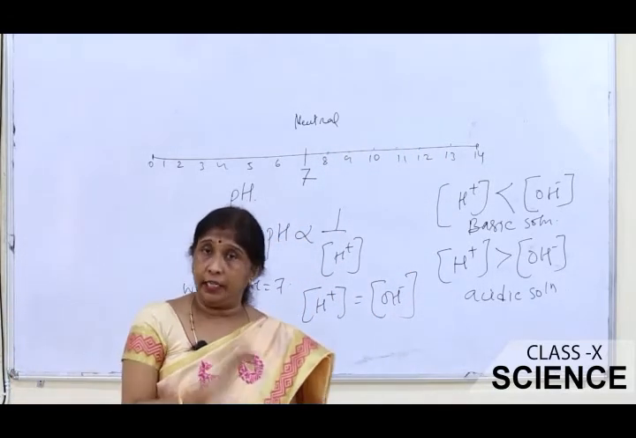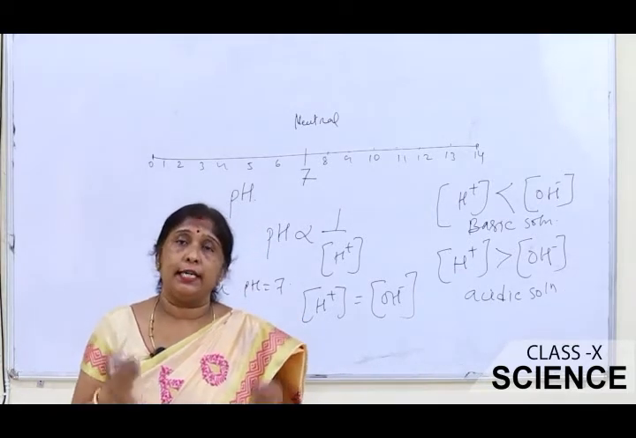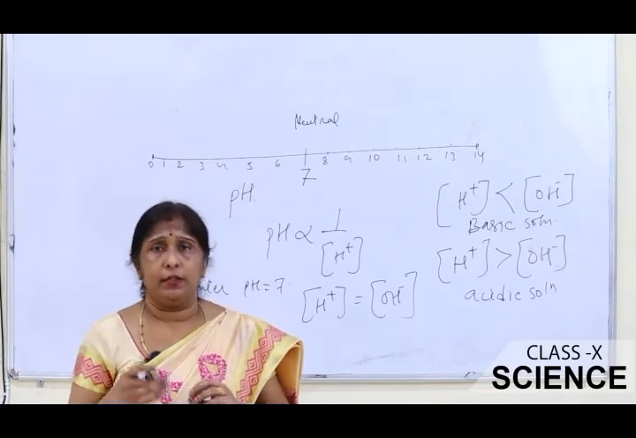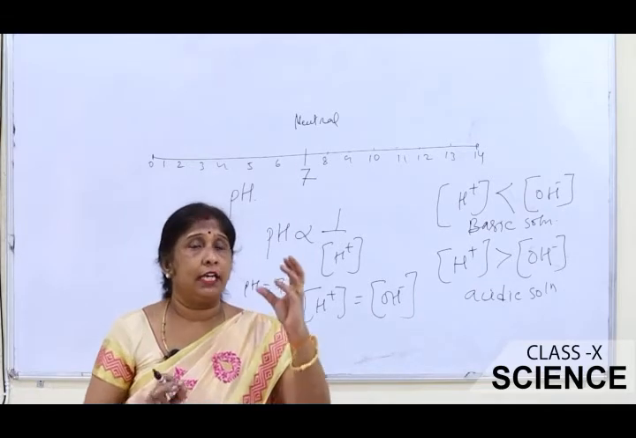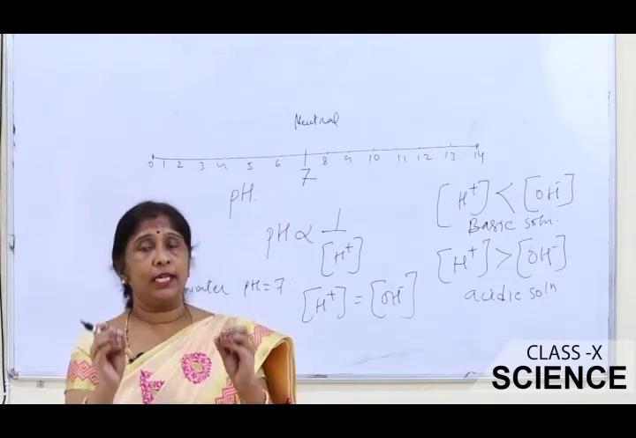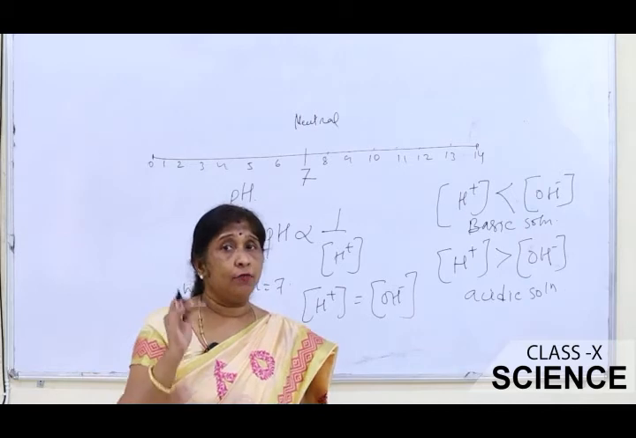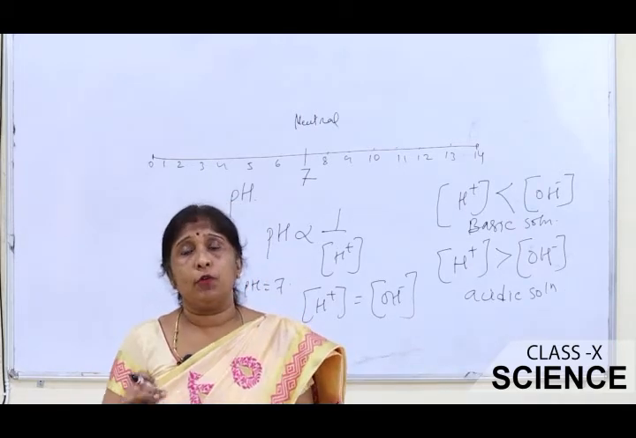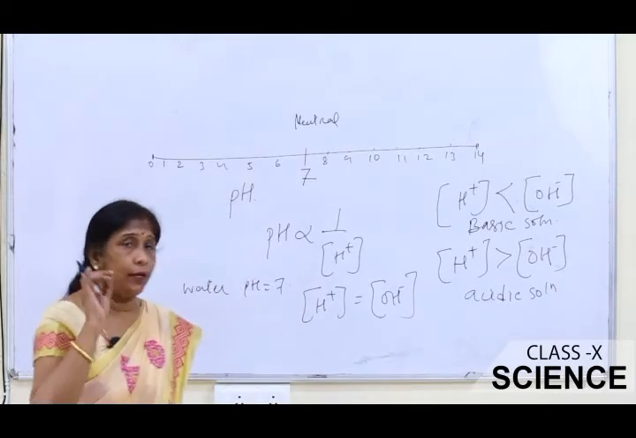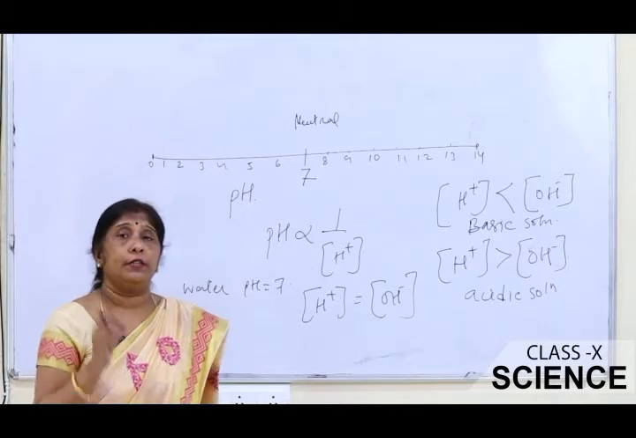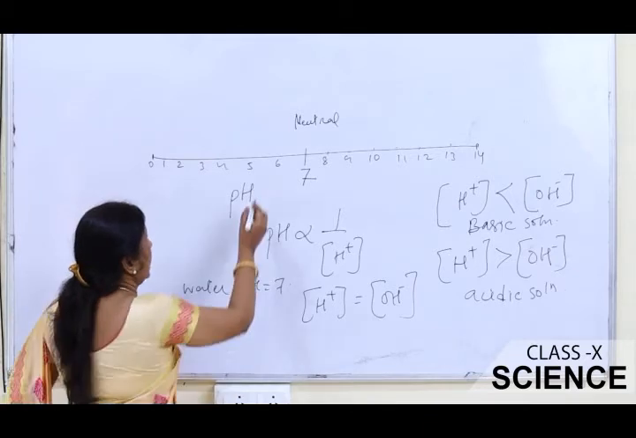See here, in the previous class I told you a substance that is an acid or a base can be tested with the help of a litmus solution. That is a common indicator. By using a litmus solution, we can find out whether a given solution is acidic or basic. But what is the relative strength of that acid or that base, we cannot find out by using the litmus paper. Now by knowing the pH value, we can easily find out the relative strength of an acid or a base.